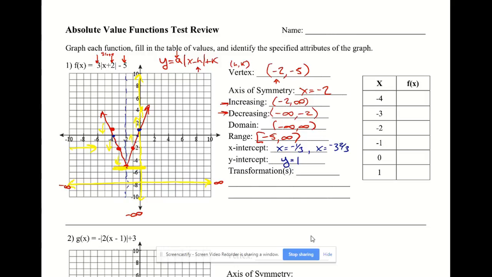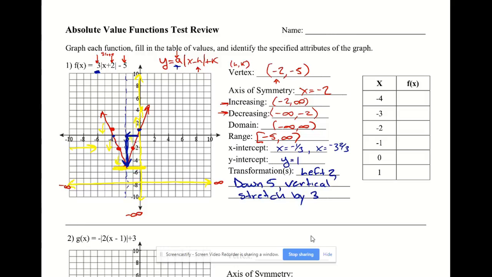Remember our transformations we talked about: we had shifted left 2, and then we had shifted down 5. And then our last transformation comes from our slope of 3. Since that's larger than 1 and it's our a value, that's a vertical stretch by 3.